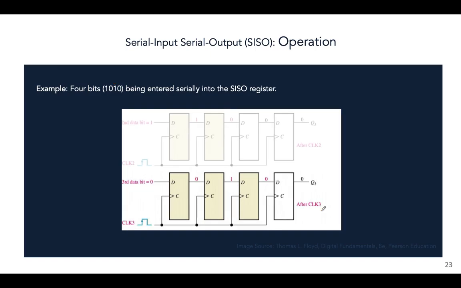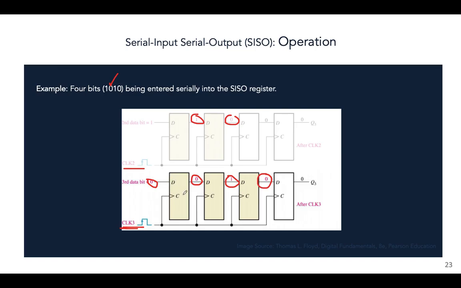And then after the third clock pulse, the third bit is entered from the left. The first flip-flop gets the third bit. It produces the output, the same bit. The second flip-flop at the application of the second clock pulse had received 1, so it outputs 1. The third flip-flop had gotten 0 previously, so its output is 0.